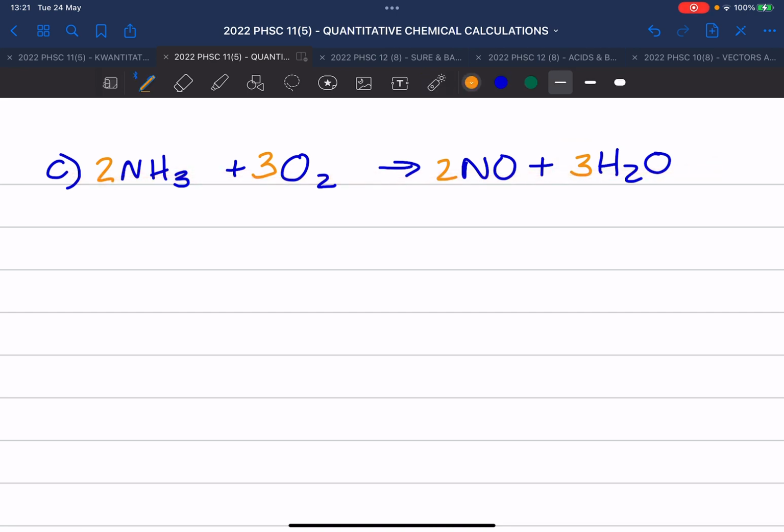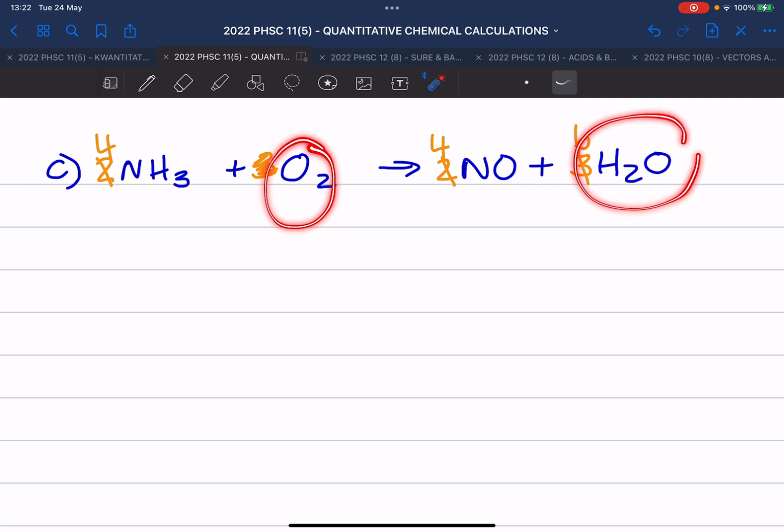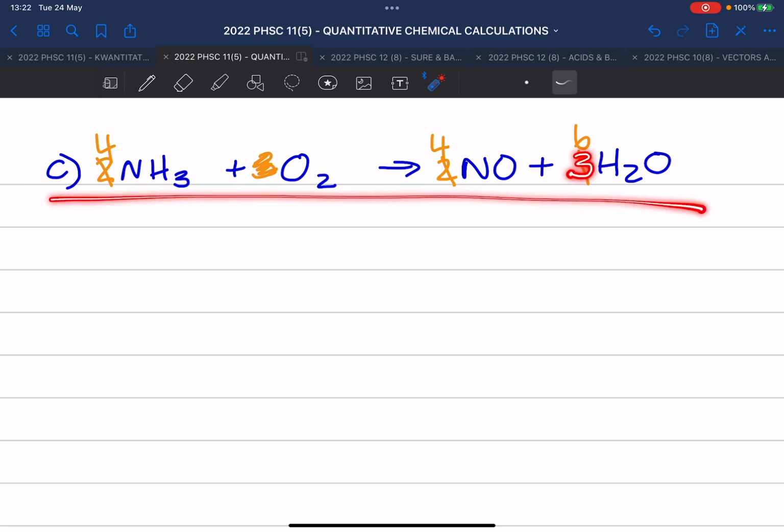Okay, so I'm going to scratch this out for a moment. This is going to become a 4. This is going to become a 4. This becomes a 6. How did I know I'm supposed to do that? There's oxygen on the left-hand side, water on the right-hand side, and there was an uneven number in front of water. Then you multiply straight through by 2.